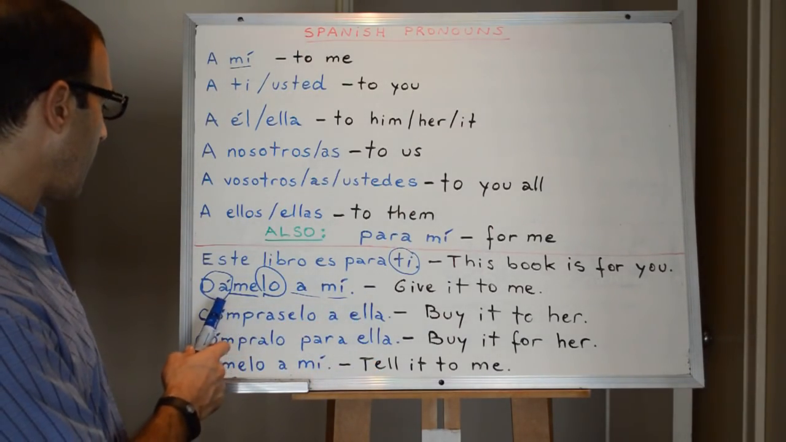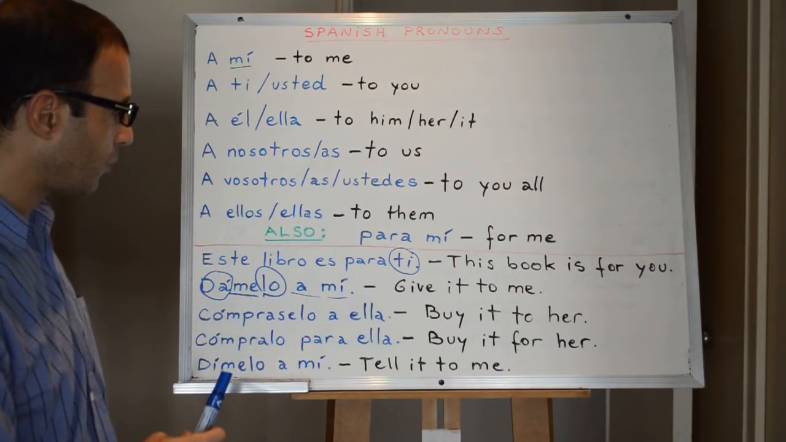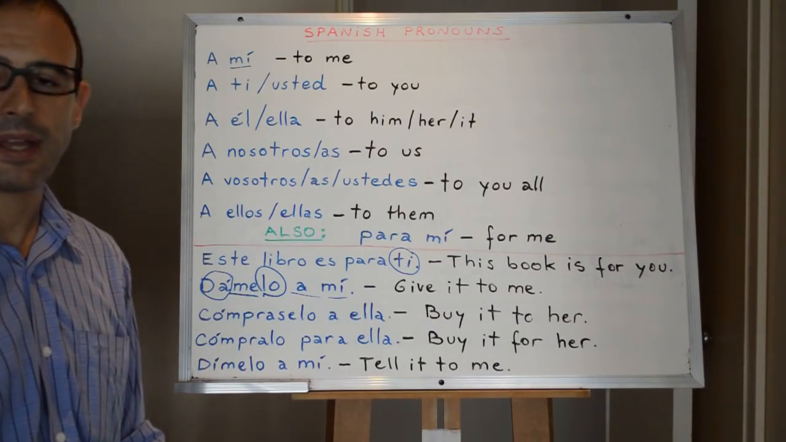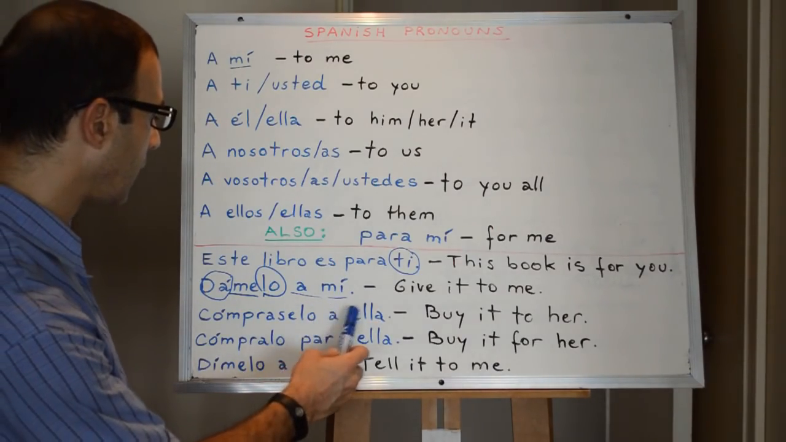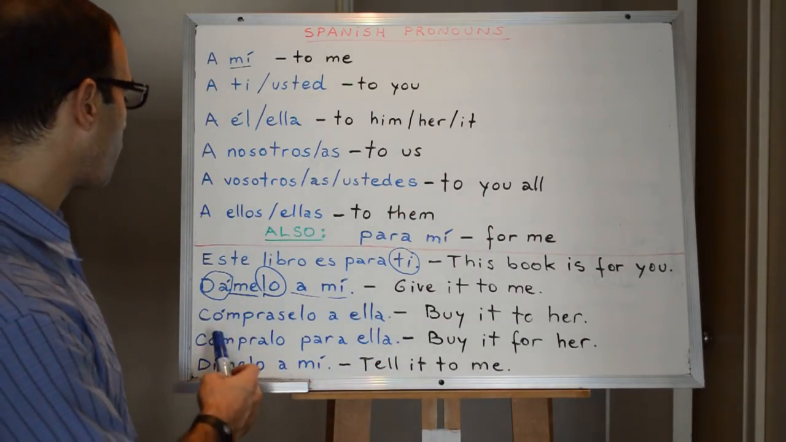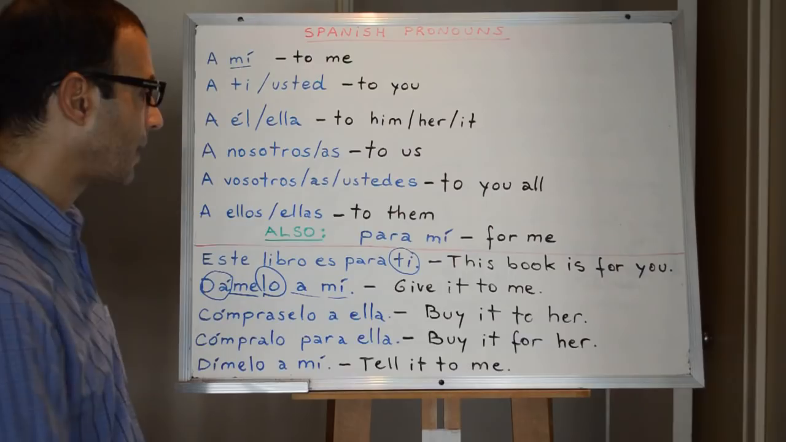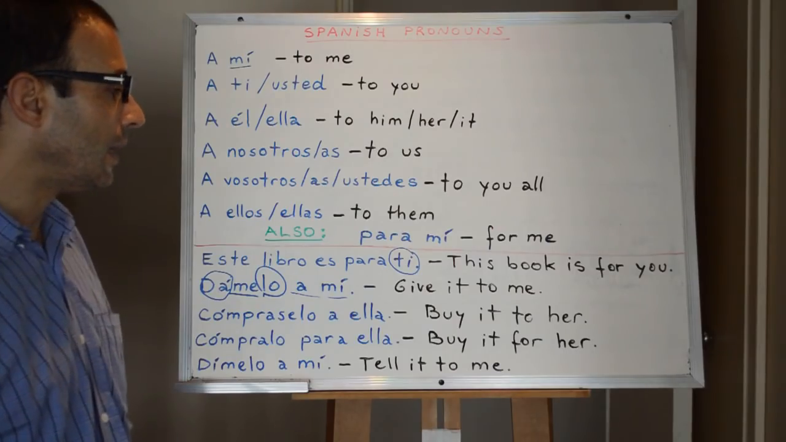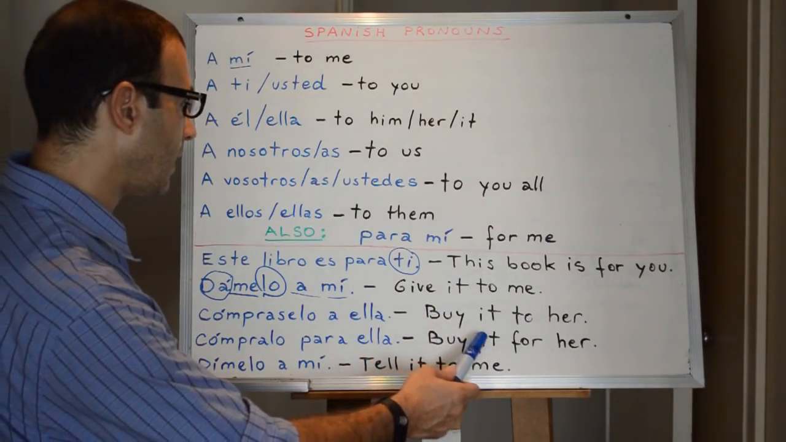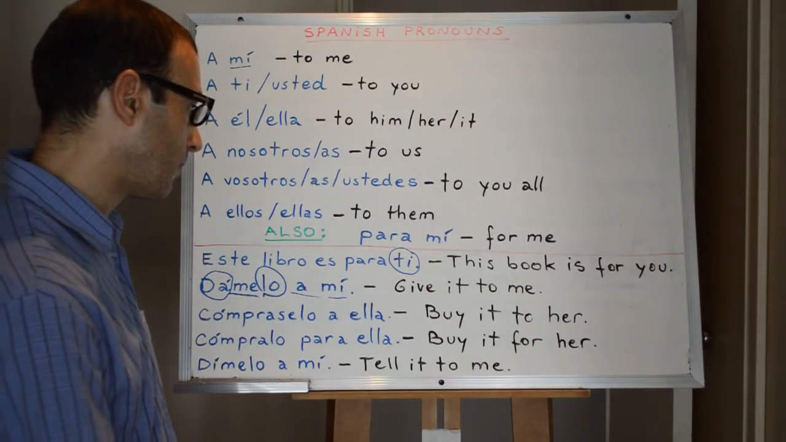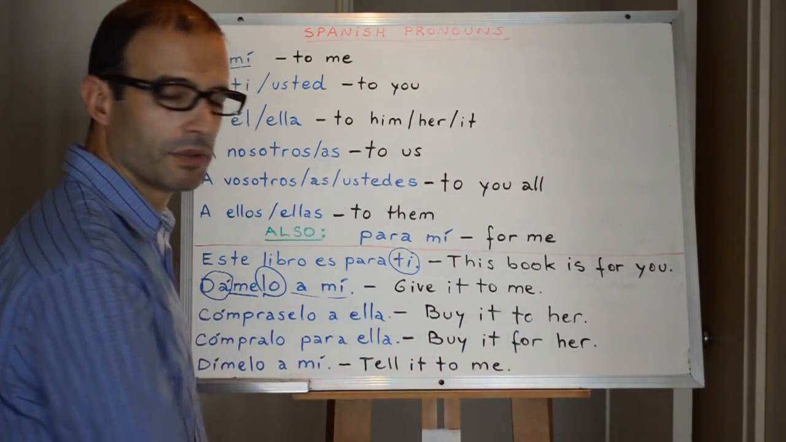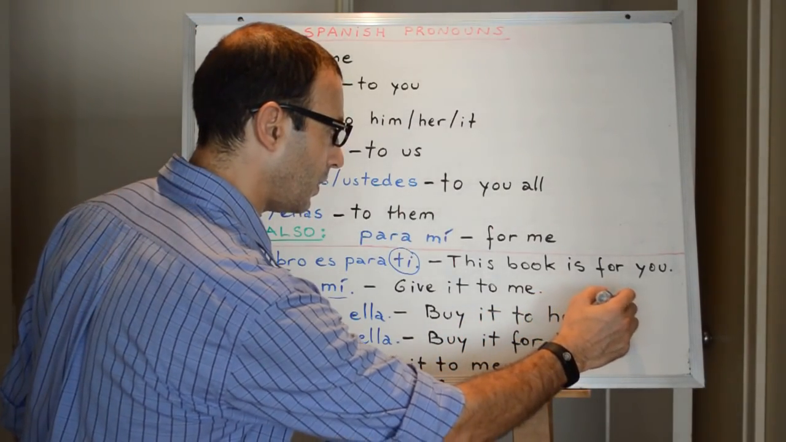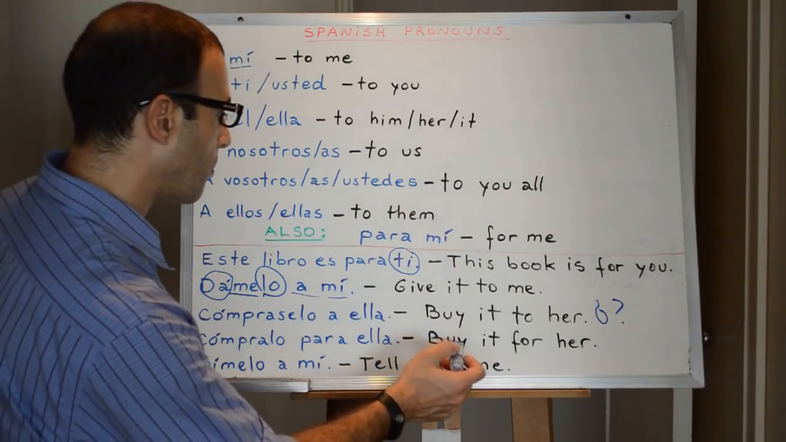Now, look at this. There are two ways in Spanish to say the same thing. Cómpraselo a ella. Buy it to her, right? A ella, to her. Or cómpralo para ella. Buy it for her, right? In English, we would say buy it for her, right? I think we do not use buy it to her. That would be a bit incorrect in English, okay? So buy it for her.